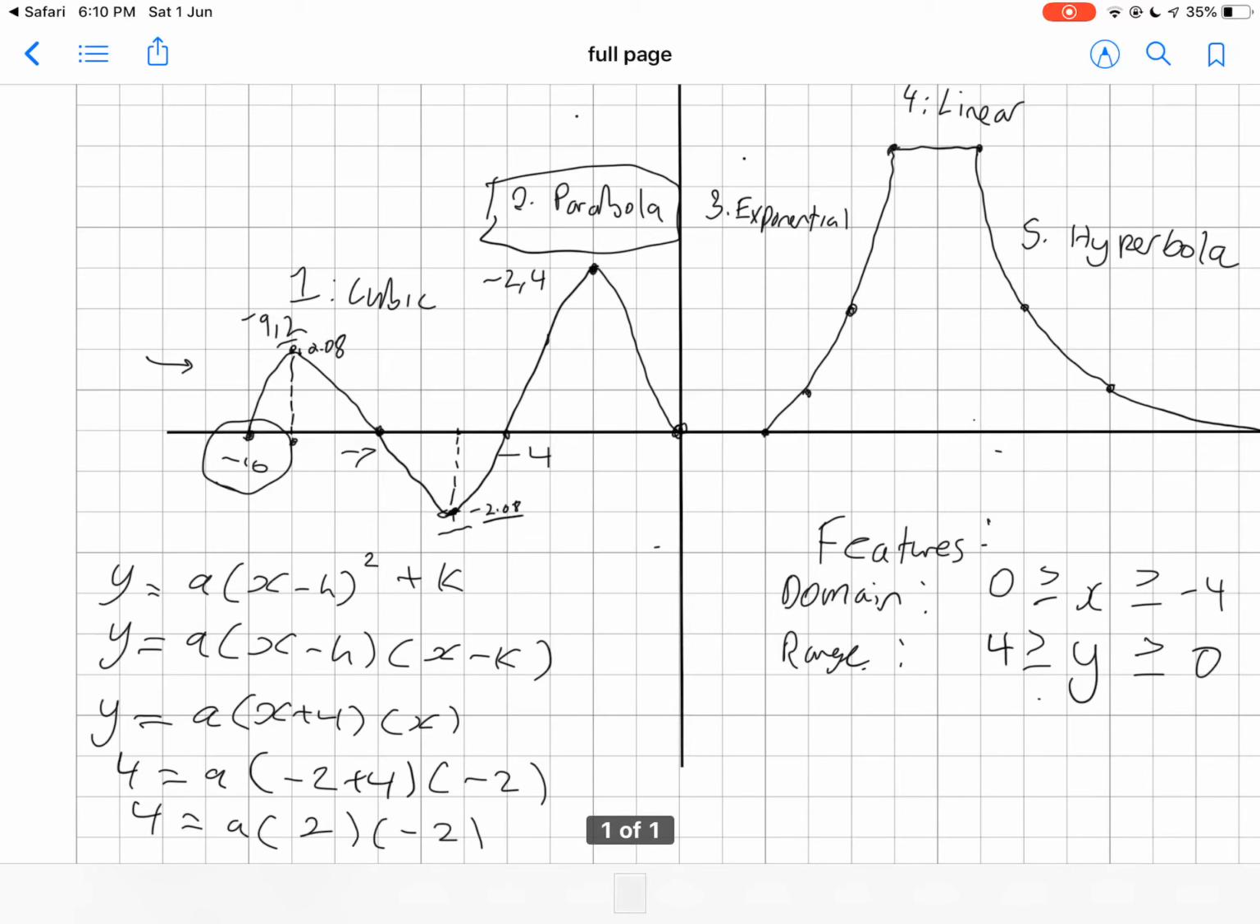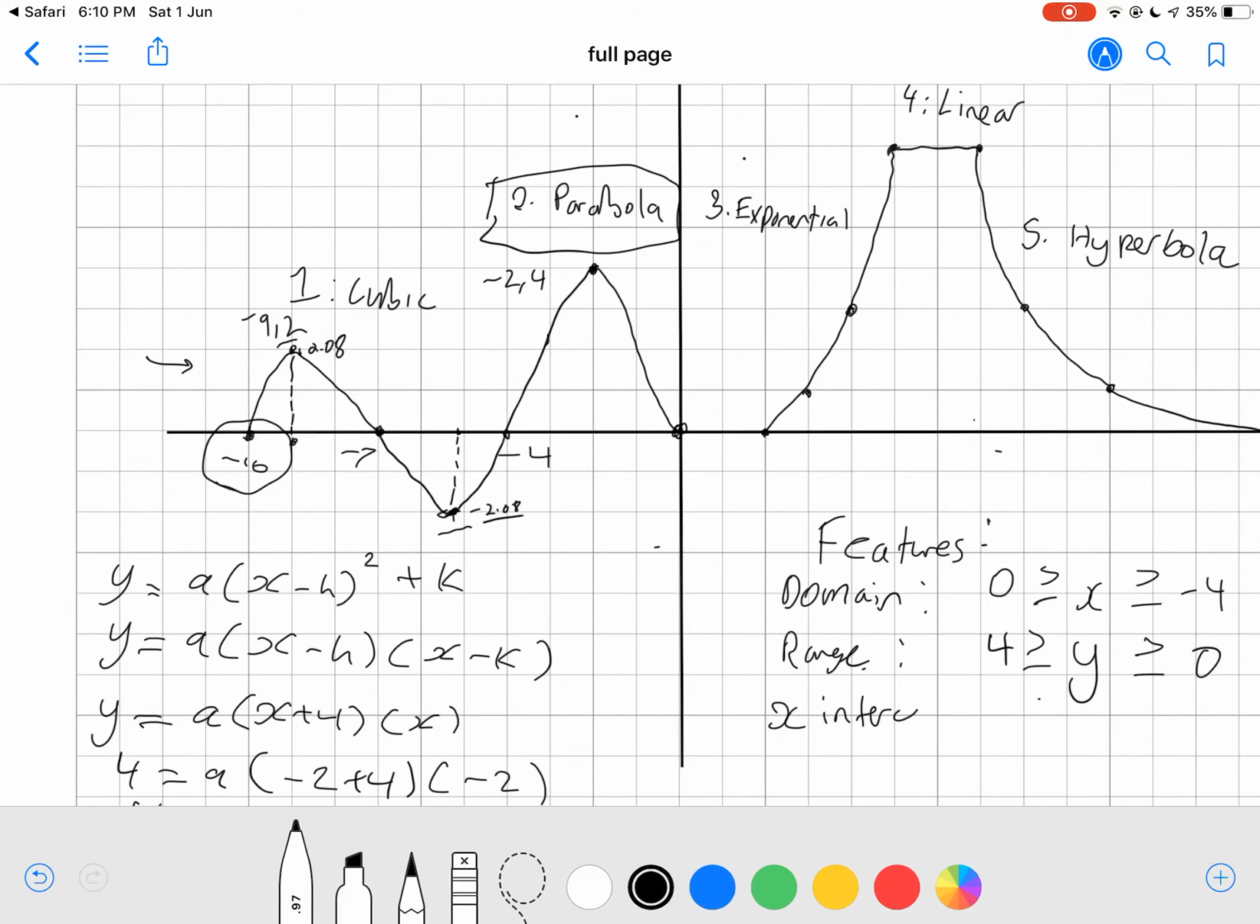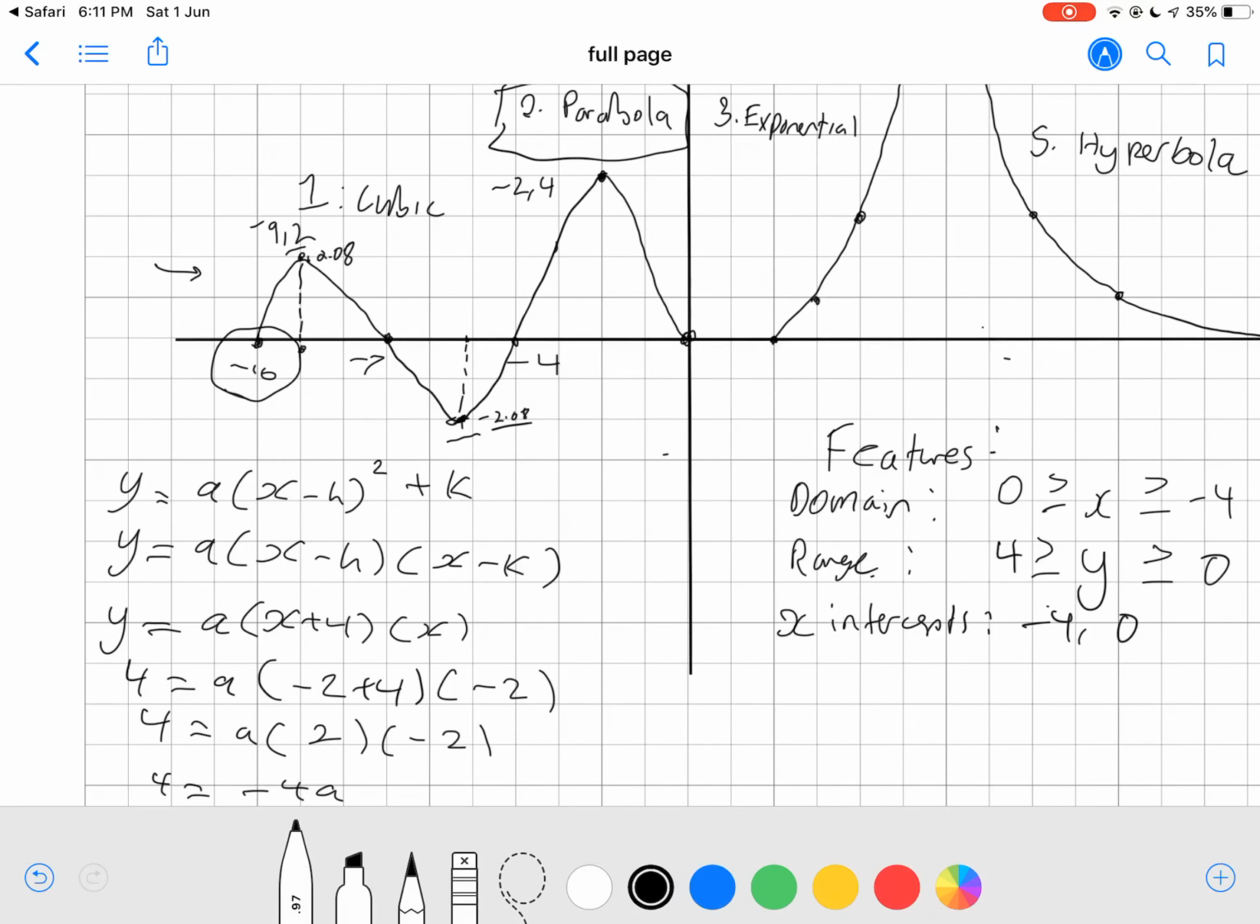For our parabola, next we have our x-intercepts. That's pretty easy. This is why I use the x-intercept formula, so you can write down what your x-intercepts are immediately. You can say negative 4 and 0. And the y-intercept is here, which is when x equals 0, y equals 0.